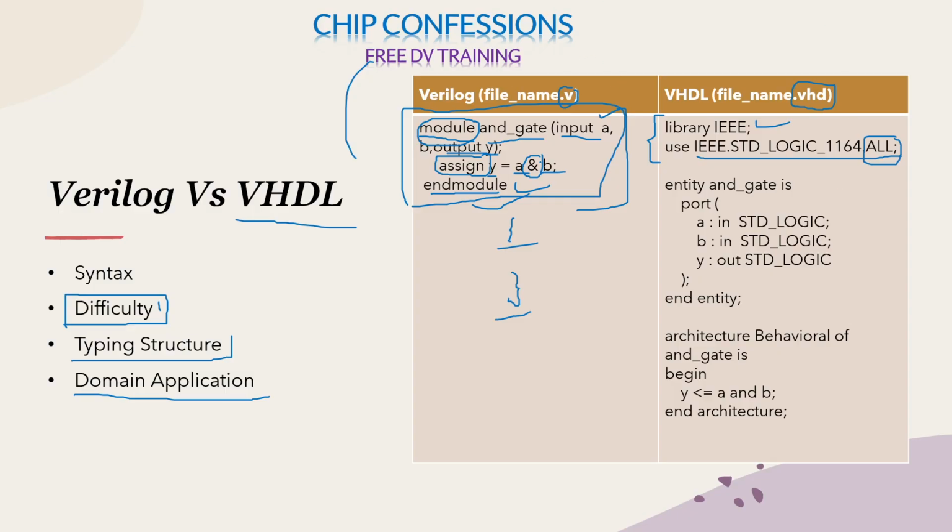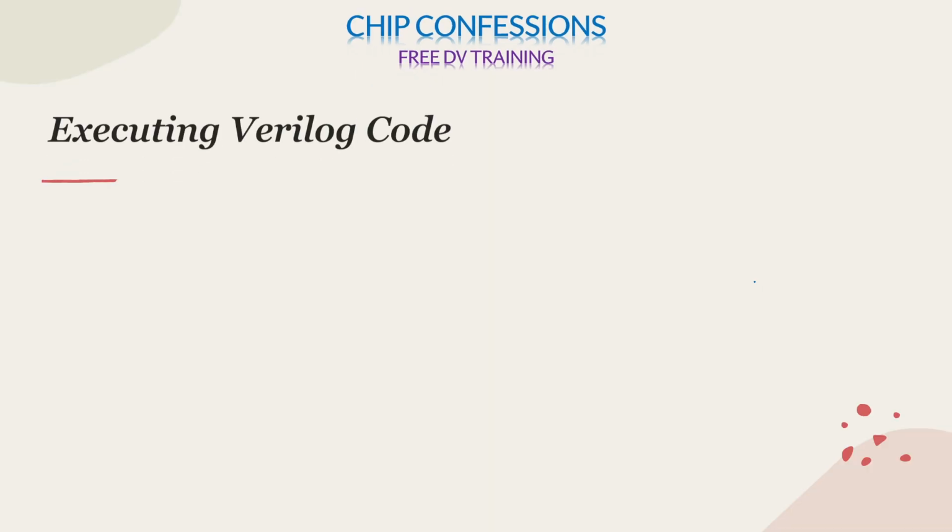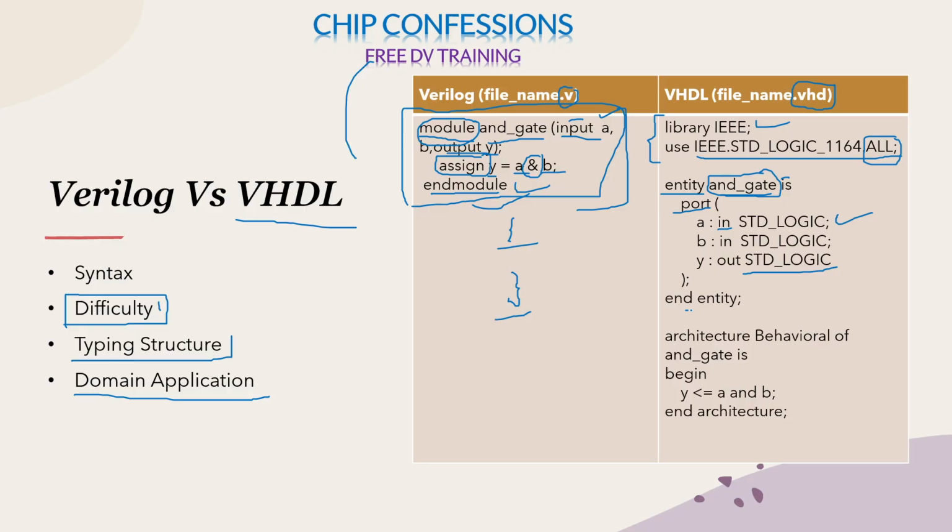Then we have to use entity. Entity is a keyword here, and then AND gate is the name of the entity, or whatever program you are writing, for that you are giving a name. As I said, it looks like English only, and you have to give the port names. Here we just use input and output, but in VHDL you have to use in standard logic, out standard logic. These are all keywords. And then you have to use end entity, like how we use end module here.